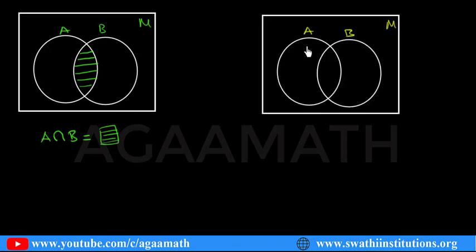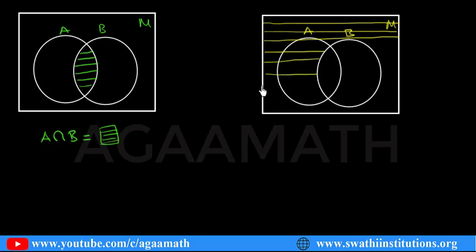Now let us see how to represent it in another way. Here are A, B and mu. Instead of this, I simply shade everything except the intersection part. I am using the same pattern of horizontal lines, shading except the intersection part.